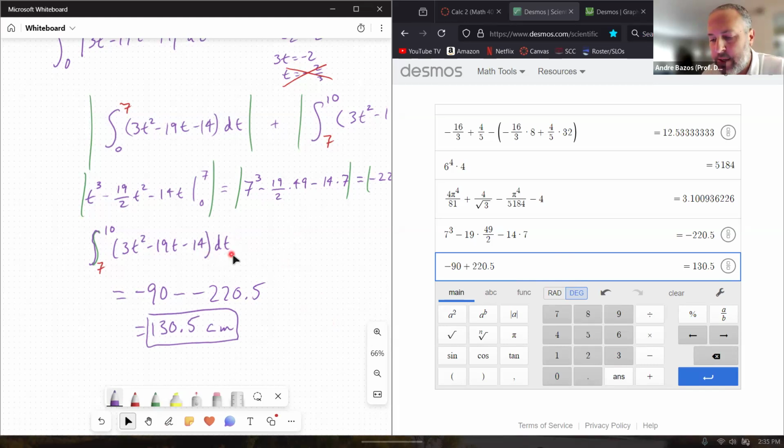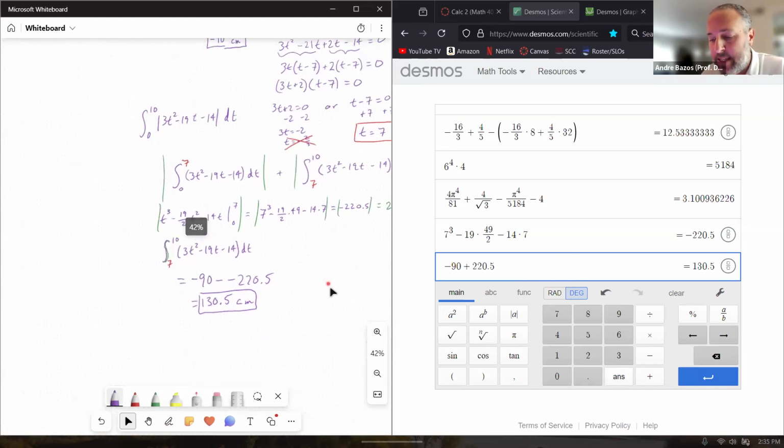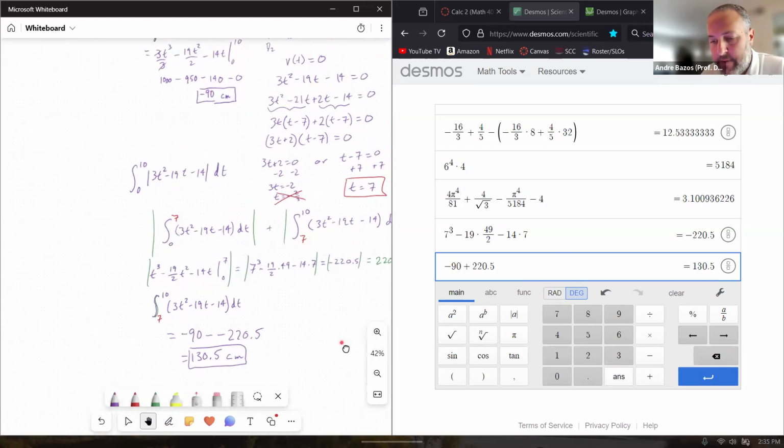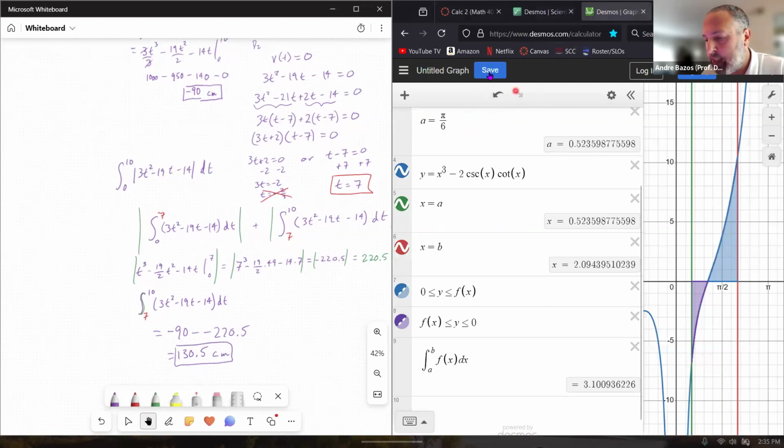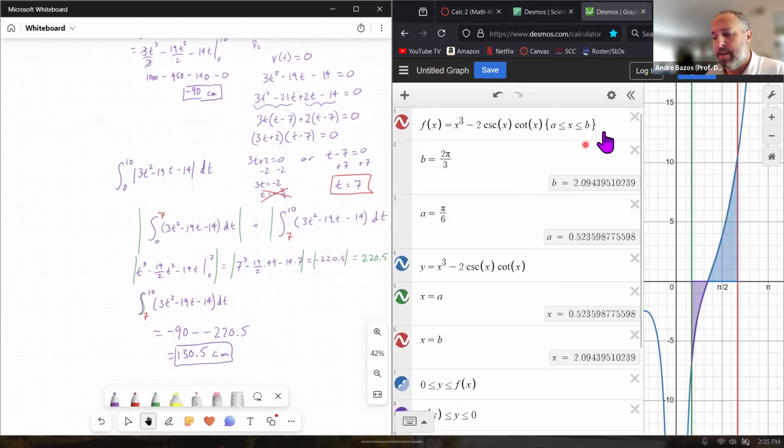So those are the answers, right? We had negative 90 as the displacement, and 130.5 as the distance. Let me go to Desmos to take a second and help you understand what we just found out a little bit better by doing this. So let's go ahead and replace these.